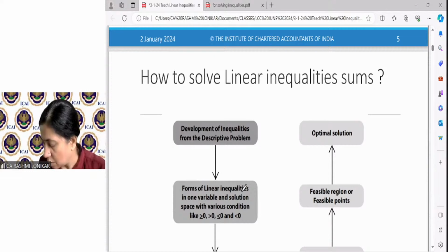So I think that all of you have understood, all your questions have been answered. So let us now get back to the chapter in hand, that is linear inequality. Now what happens in linear inequality then?